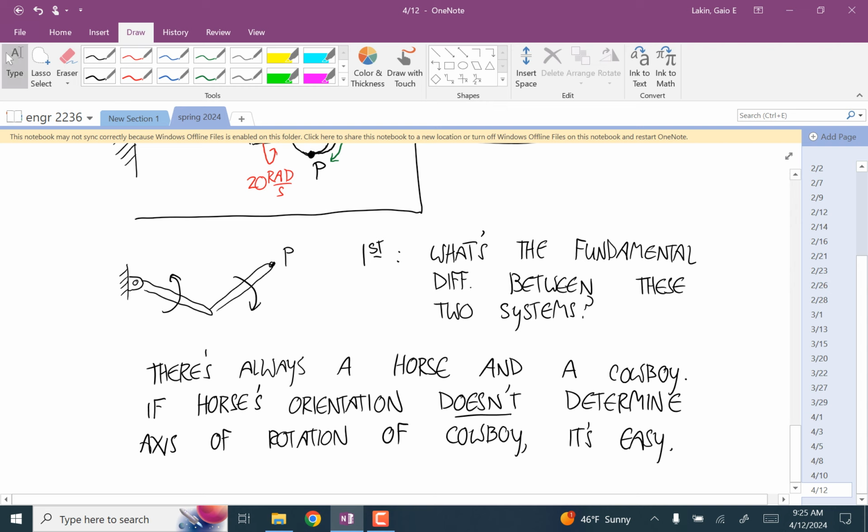Okay, so this lower example with the arms, no matter where this goes, like if it's up here, the axis of rotation of this one is still into and out of the page. If this is down here, the axis of rotation of this is still into and out of the page. Are you with me on that?